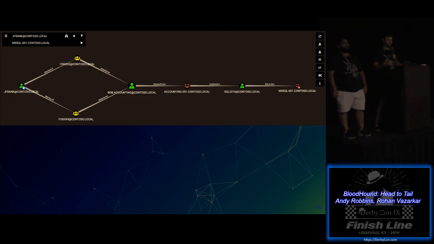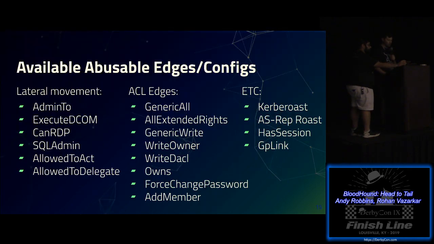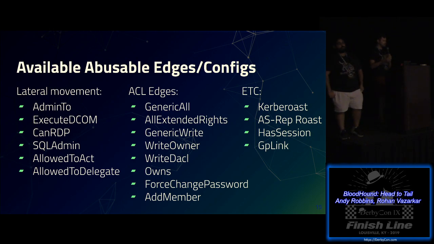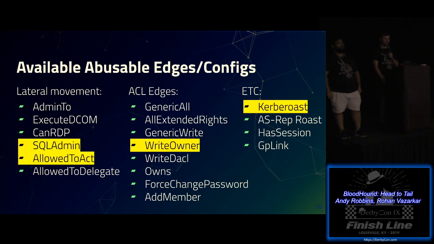This attack path starts off with Jason, who belongs to two different groups, and through that group membership, Jason has the right owner privilege against this user called Bob Accounting. Bob Accounting has an edge connecting him to the Accounting 001 computer called Allowed to Act, which we will explain. Then that computer has a user logged onto it named SQL 2014. So that's our favorite example of running Memcached and getting credentials or injecting into a process with a primary token for that user, etc. And finally, that user SQL 2014 is a SQL admin on this computer called MSSQL 001.